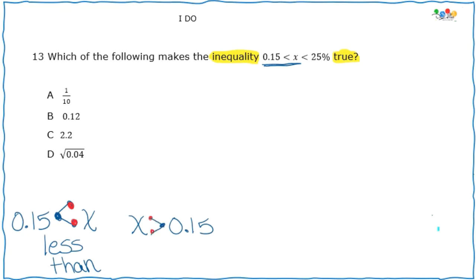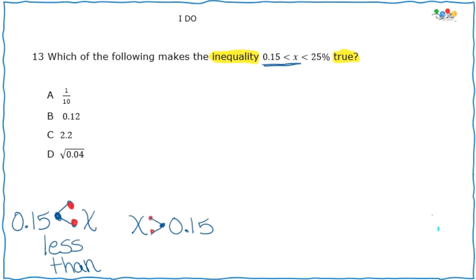So it looks like I'm switching the symbols, right? But I'm not really switching the symbols. I'm just rewriting them, okay? So be careful with that, because now it doesn't read less than. It reads x is greater than, right? But because the first problem says that 0.15 was less than x, then x has to be greater than, right? So that's the one thing that you might want to consider for later, right?